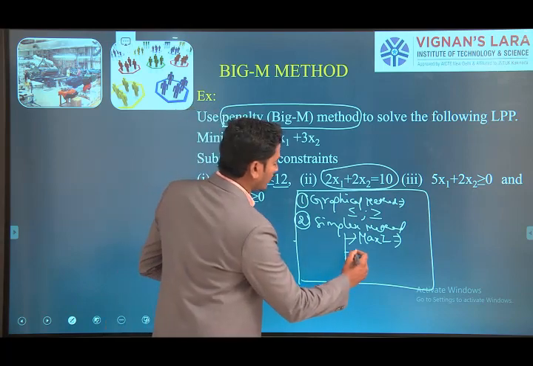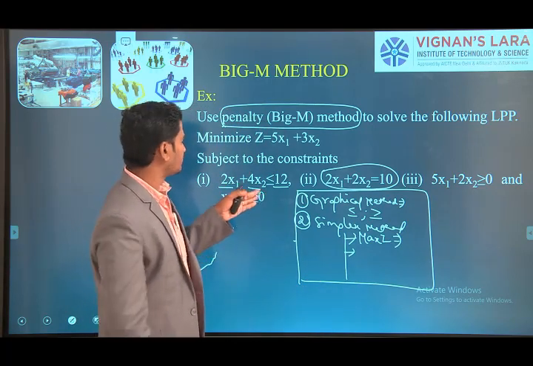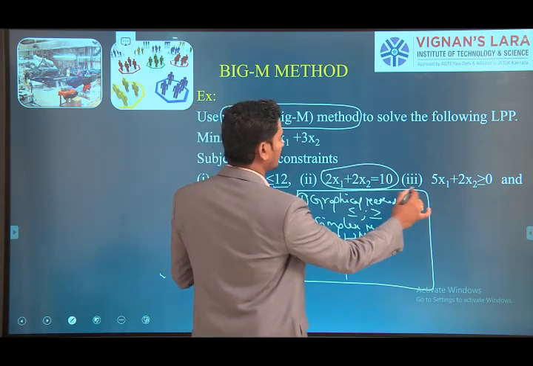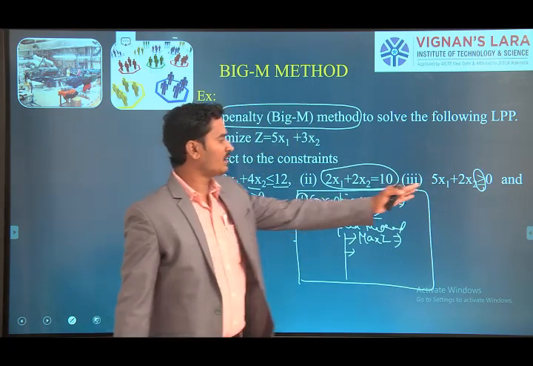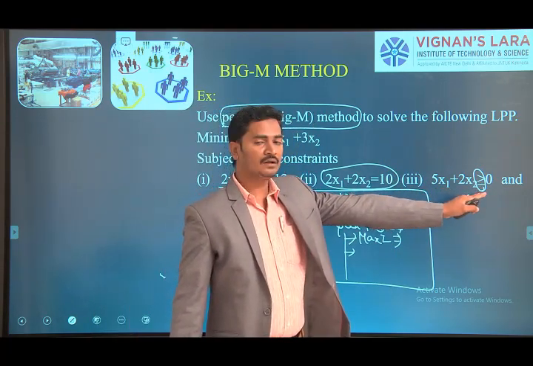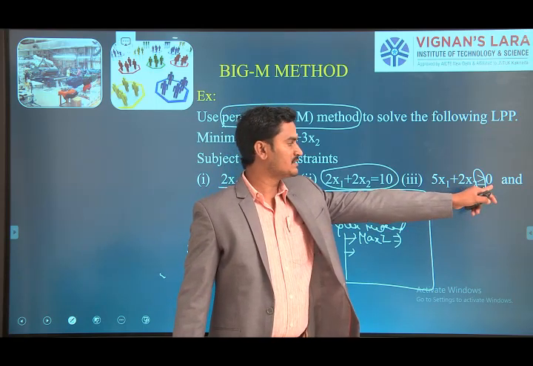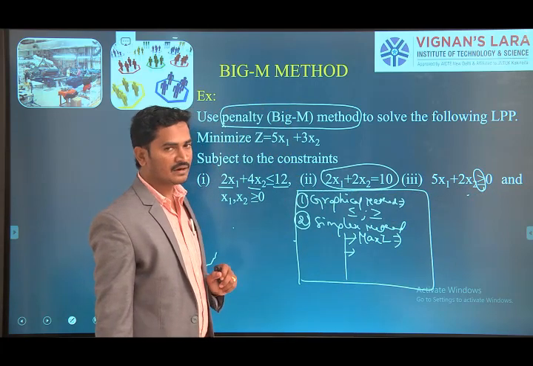And second, all constraints must be of less than or equal to type. Here we have two constraints: one is less than or equal to, and another is equal to type. And here we have one constraint that is greater than or equal to type. If we convert this greater than or equal to into less than or equal to by multiplying by -1, the right hand side gives a negative value. It means simplex is not suitable.